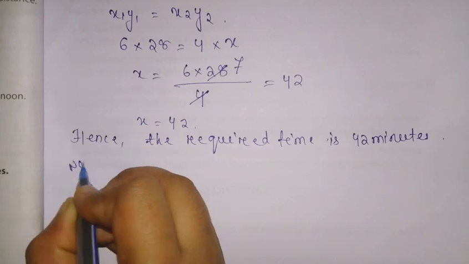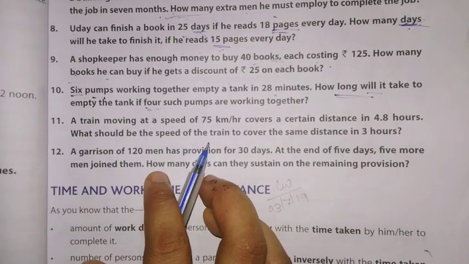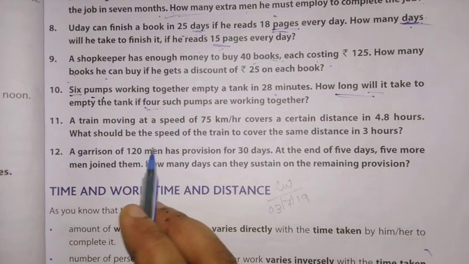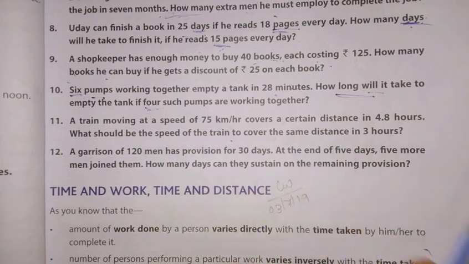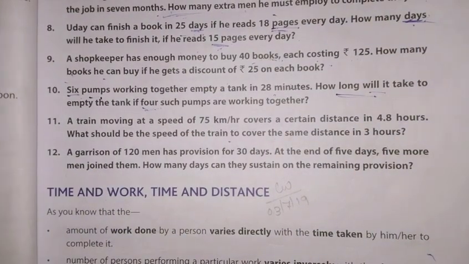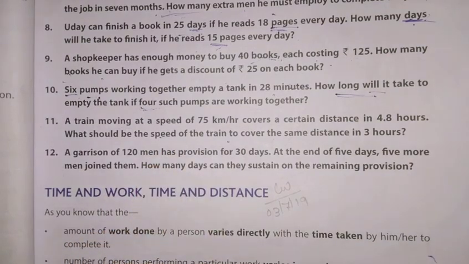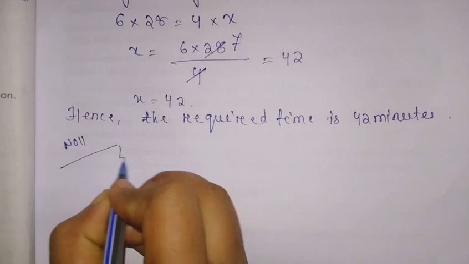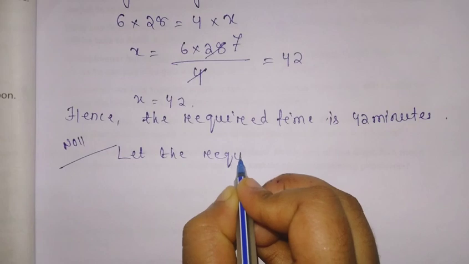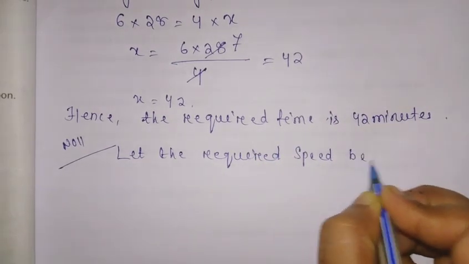Now we solve question number 11. A train moving at a speed of 75 km per hour covers a certain distance in 4.8 hours. What should be the speed of the train to cover the same distance in 3 hours? Let the required speed of the train be x km/h.